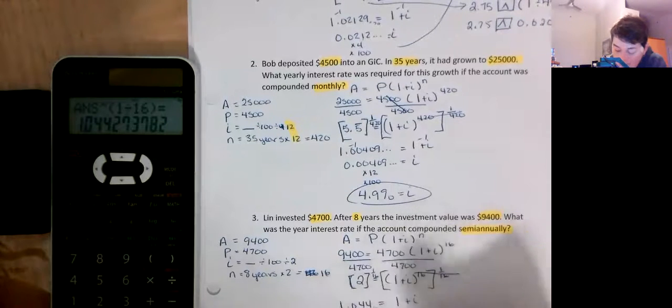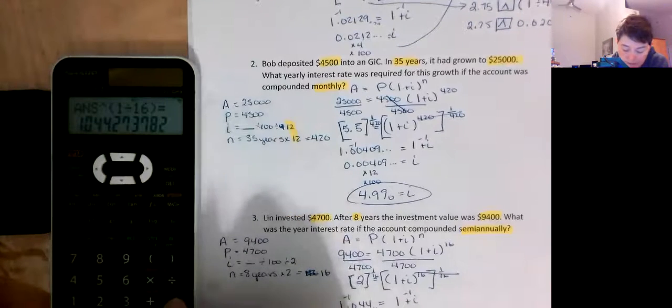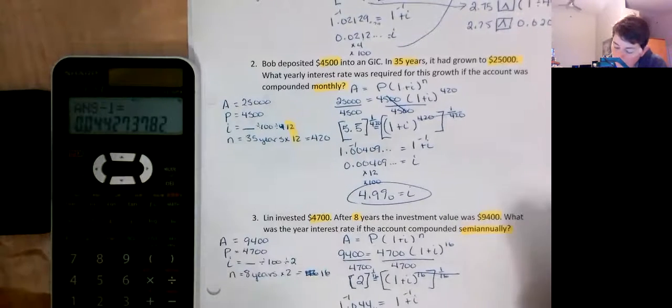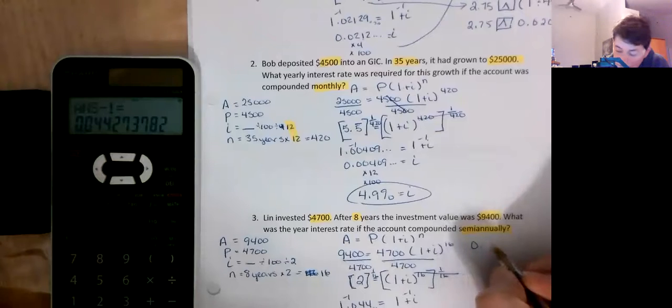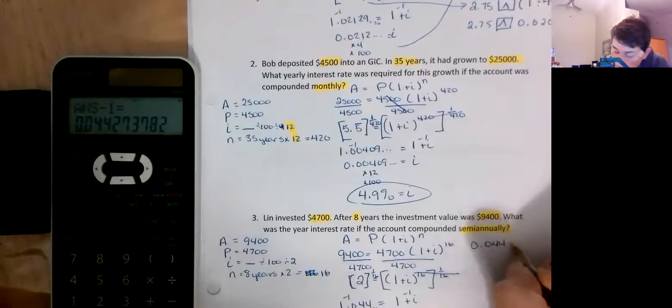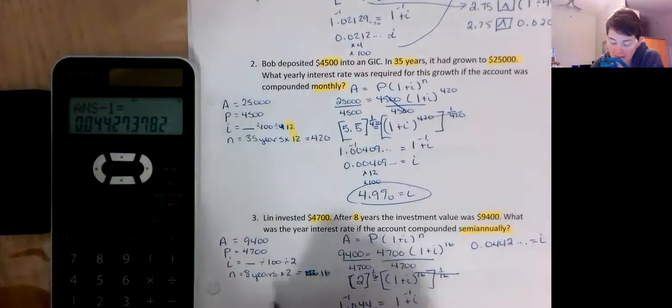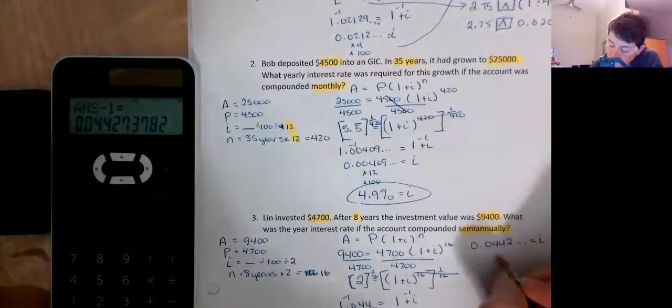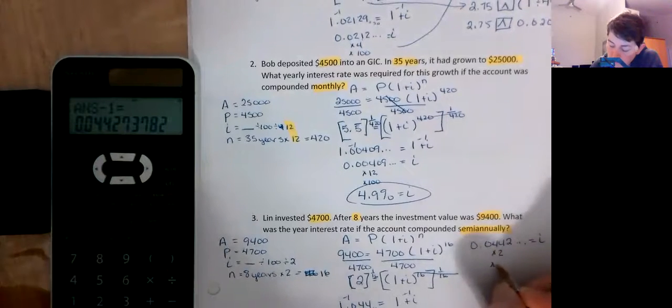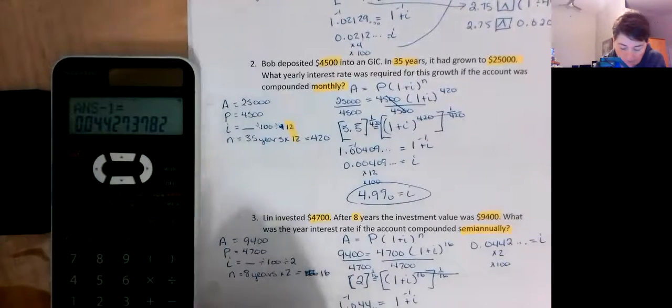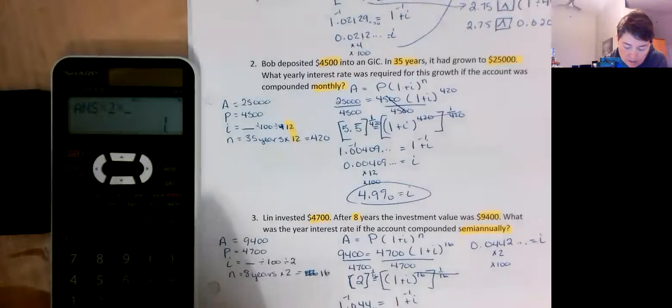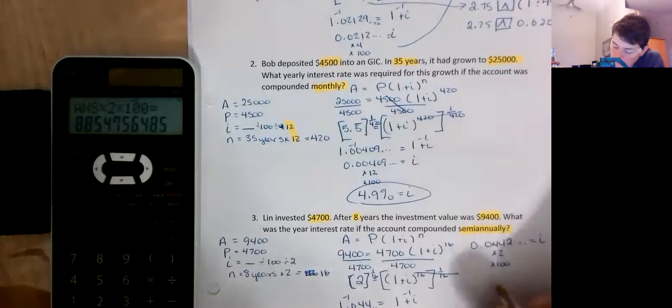1.044, there are some more numbers there. I'm going to subtract 1, just like I do on my calculator. So 0.0442 and more numbers is equal to I. I'm not going to worry, leaving them on my calculator. And I need to worry about my adjustment. So I'm going to multiply that by 2, and multiply that by 100. That's going to give me 8.8 and more.